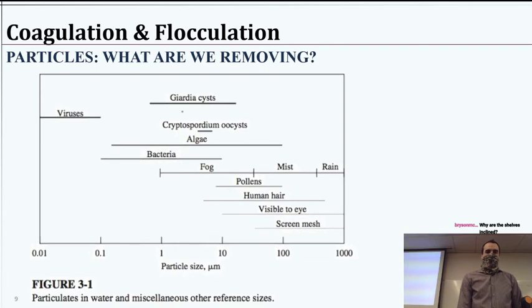There are some other things, these Giardia cysts and Cryptosporidium cysts. They're still single cellular organisms, but they're not bacteria. They're a little bit larger. They tend to form these cysts that are quite resistant to chlorine and some other processes.